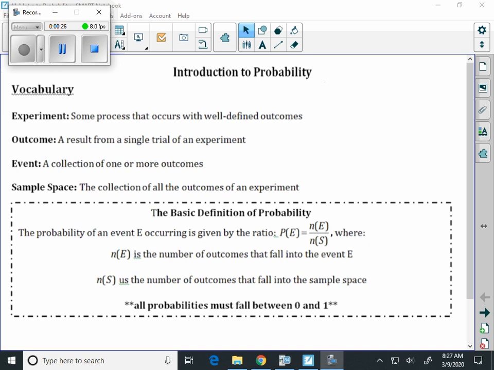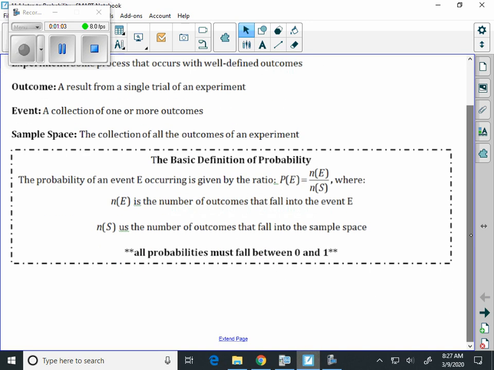And the outcome is the result from the single try. So if you said, what is the probability of getting the heads from a flip of a coin, and you get a heads, then that's your outcome. You can look at the probability more than once. So you might have a collection of one or more outcomes. That's an event. And then the collection of all of the outcomes of the experiment is the sample space.